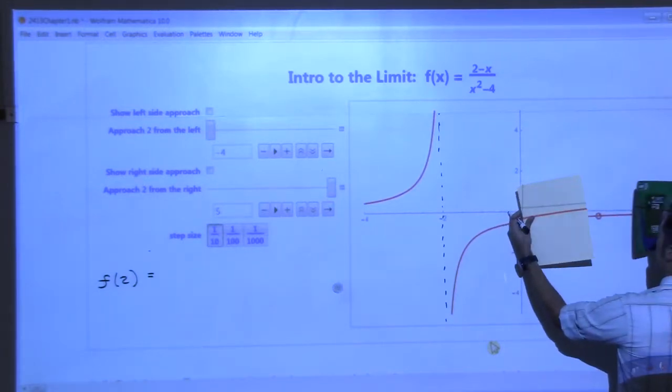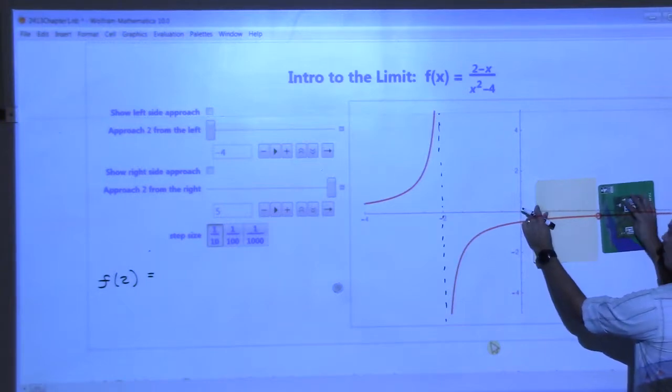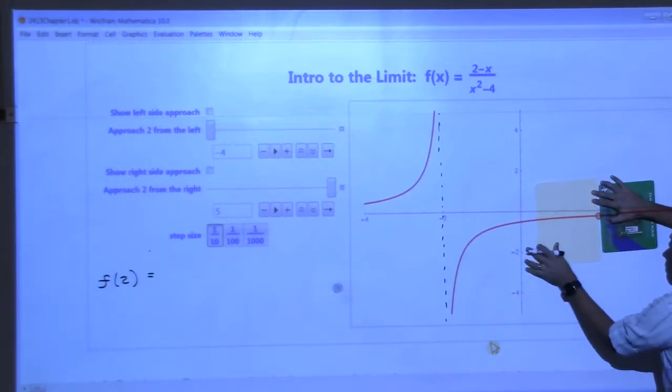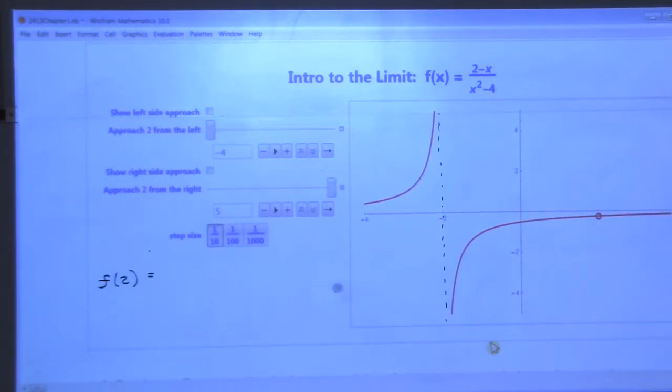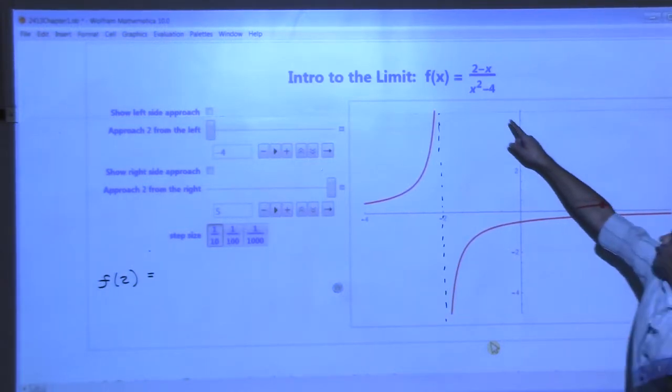You're only allowed to look right here. What's f of 2? Look at the function itself. Try and plug 2 in, and what do you get? You get 0 over 0, don't you? Plug 2 into the function.